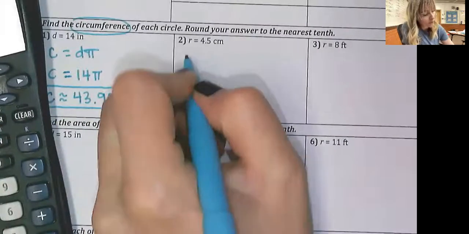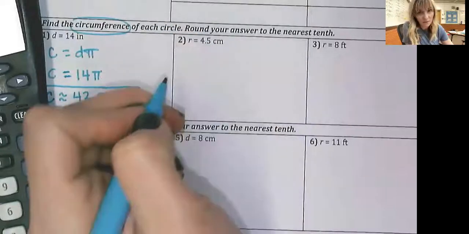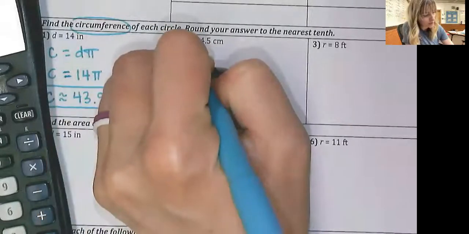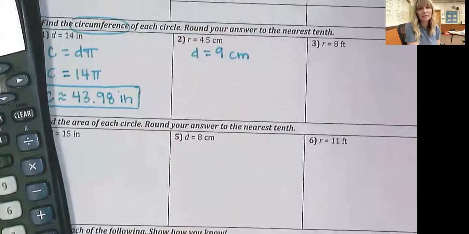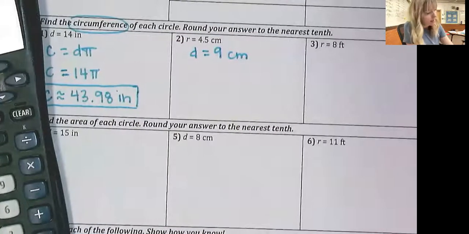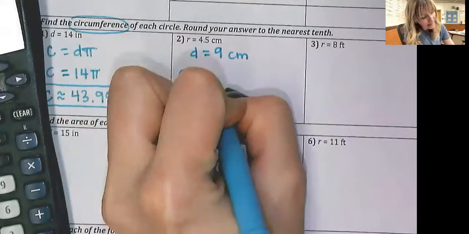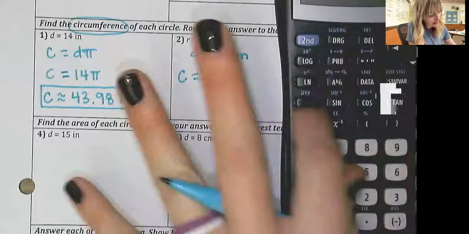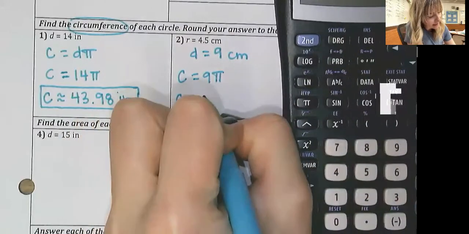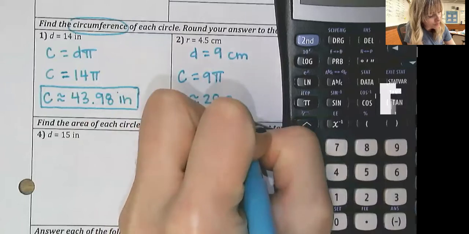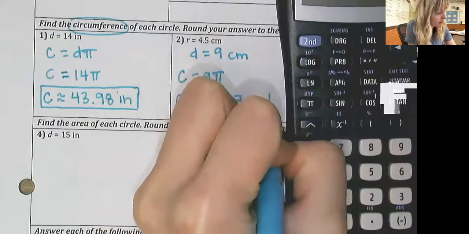If they give me the radius, the first thing I need to do is remember that diameter is double that. So the diameter is 9 centimeters. That means circumference is 9 times pi. I'm going to type in my calculator 9 pi, and the circumference is approximately 28.27 centimeters.